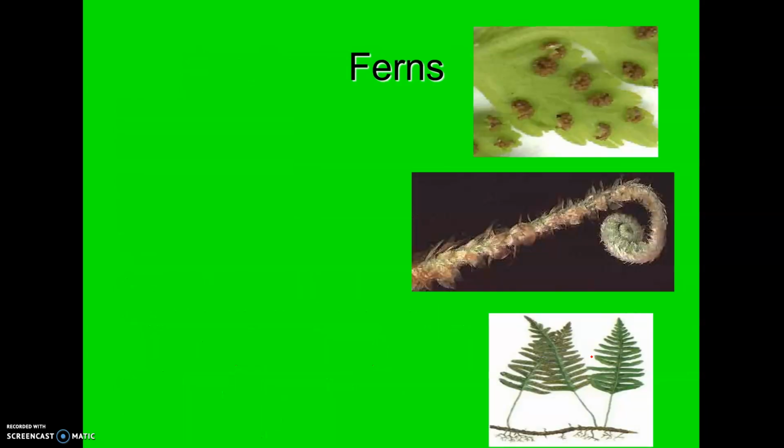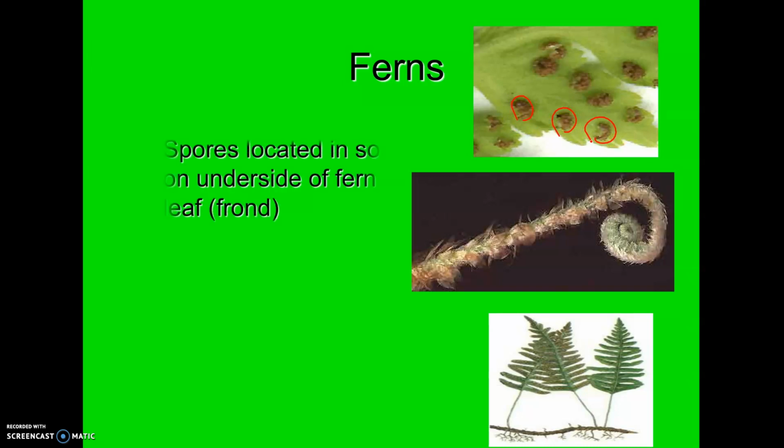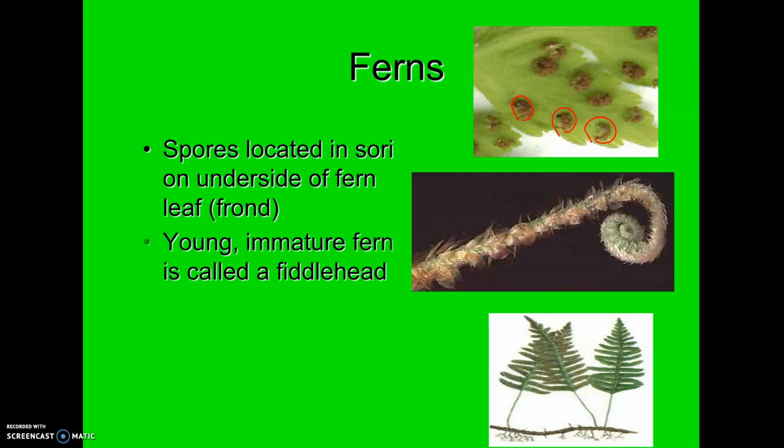And you can actually see the spores on the bottom of a fern. See here? These are called sori. These are the little spore packets on the bottom of the leaves of a fern. And so you can actually see that these are called fronds, and the sori are these areas where all the little tiny spores are located underneath.